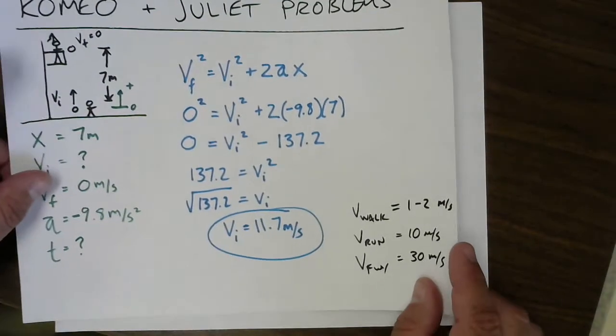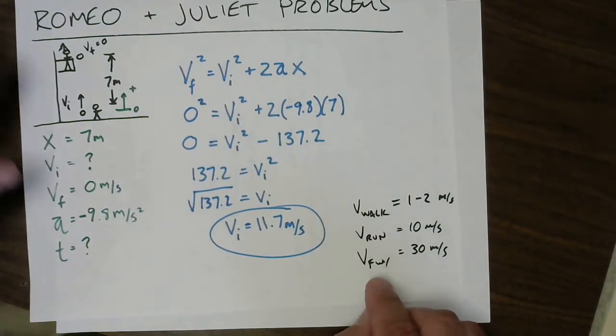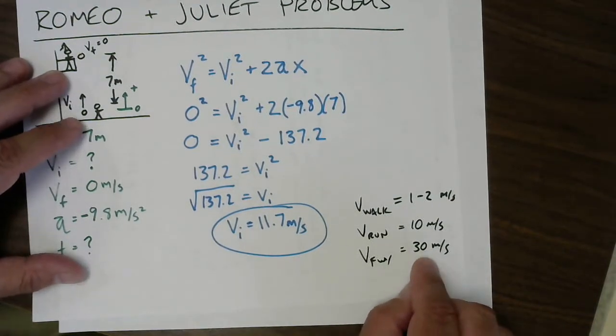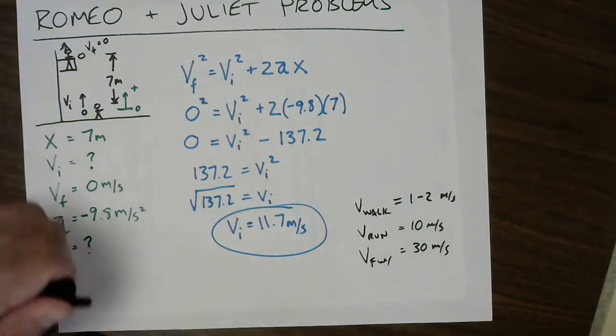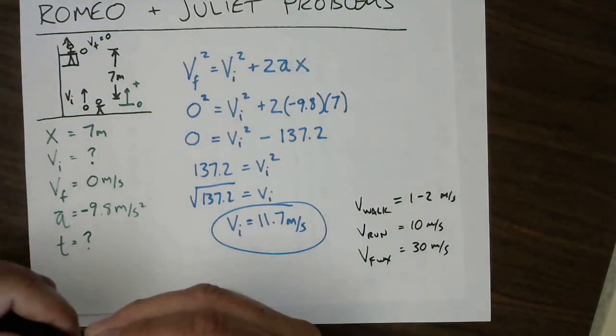But now, Juliet. Mr. Robin, what was that very last one? V, then something with an F? Yeah, freeway speed is about 30 meters a second. I think my Y got a little... Thank you. There we go.